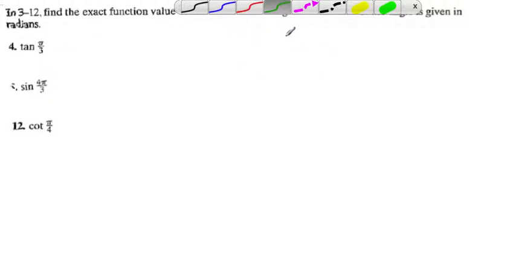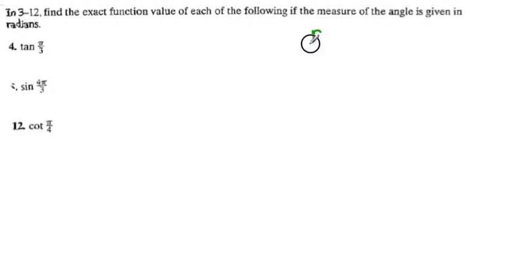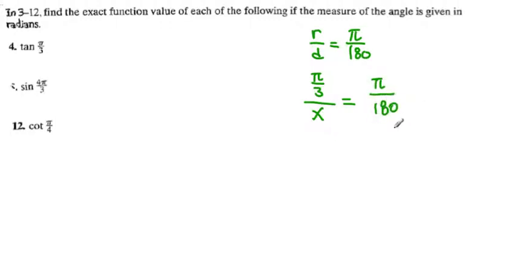One way for us to convert the radian into degrees so that we can have a better sense is simply this way. We know that the ratio of radians over degrees is equal to pi over 180. So to convert pi over 3 over degrees, we have no idea, so we call that x, equal to pi over 180. Then by cross multiplying, we have 60 pi equal to x pi. So x must be equal to 60 degrees.